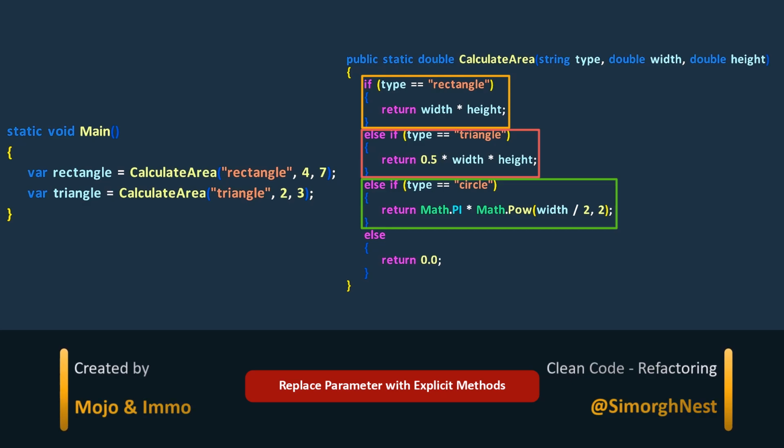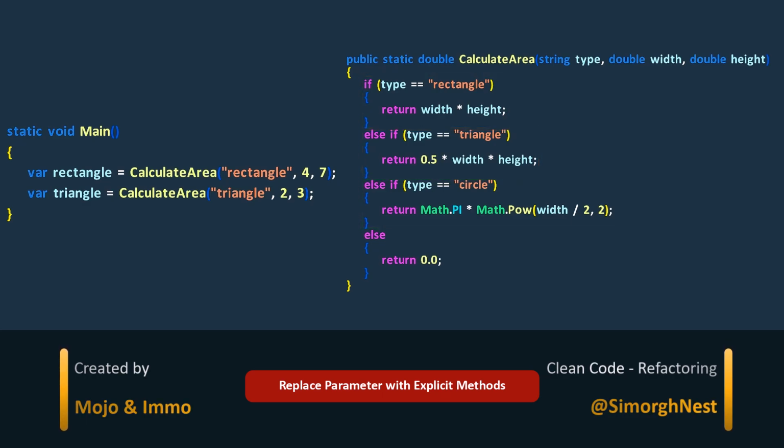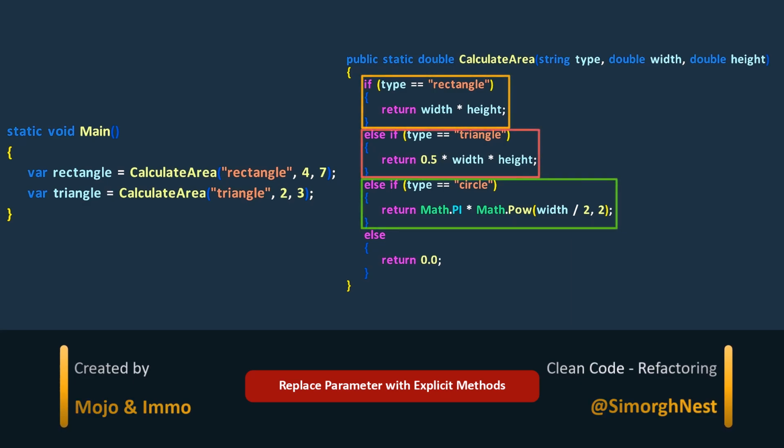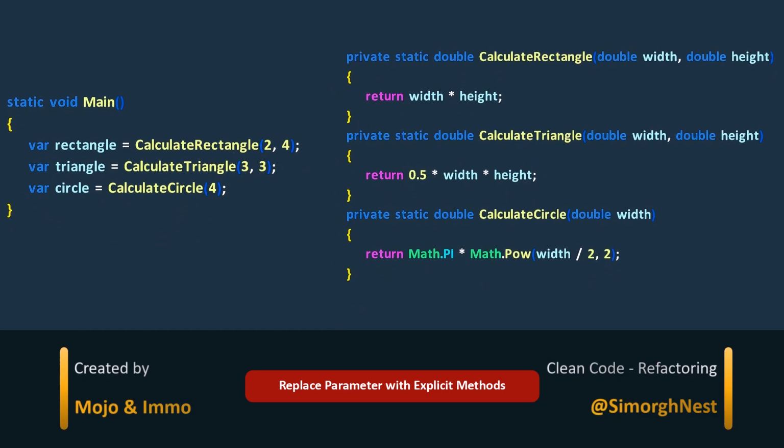That's where the replace parameter with explicit methods refactoring technique can help. This technique is specifically useful when a method has multiple parameters that determine its behavior, and managing different combinations of parameter values becomes challenging. The main idea behind this technique is to make separate methods for each possible combination of parameter values. This makes the code easier to read, understand, and maintain.